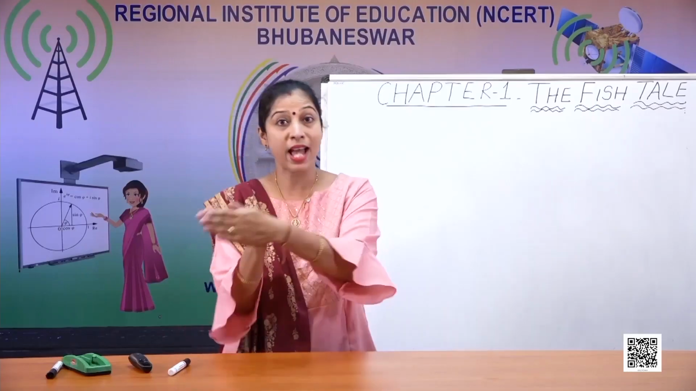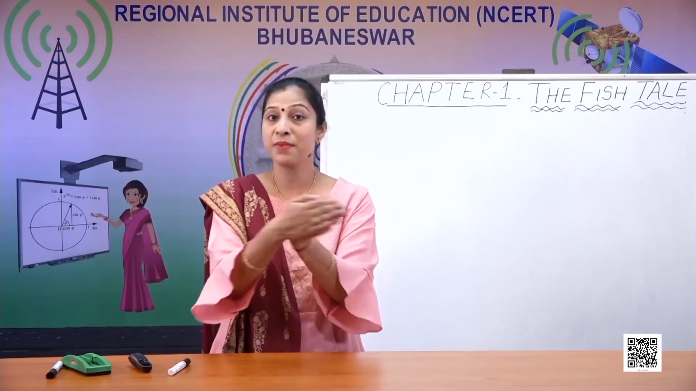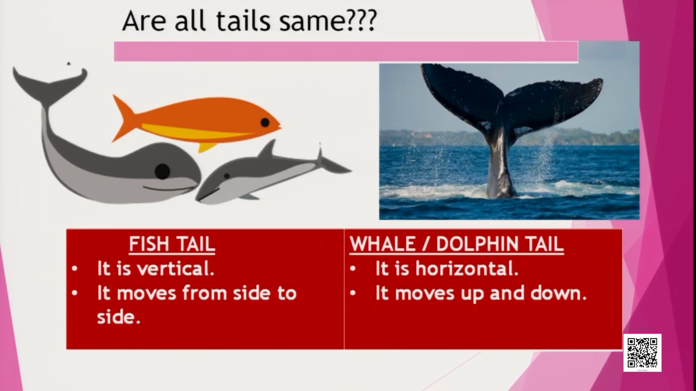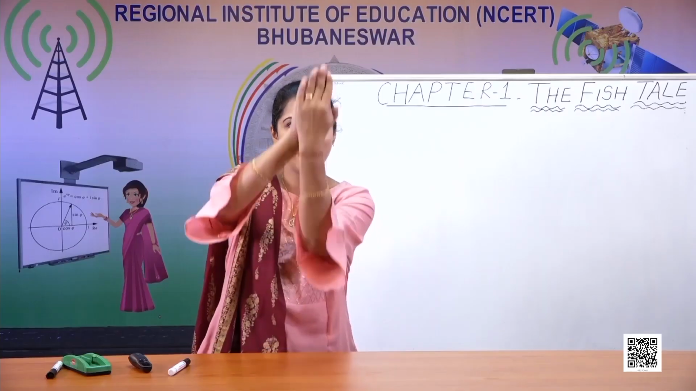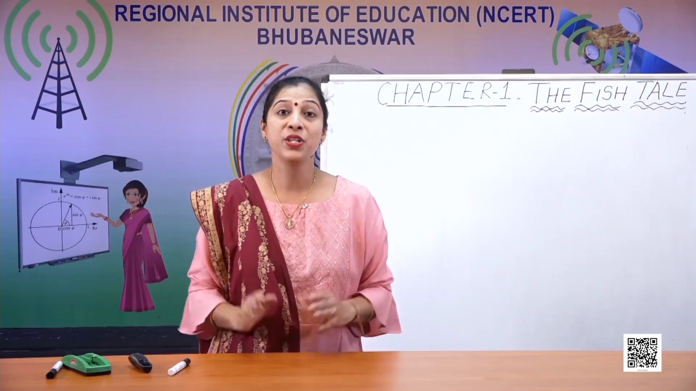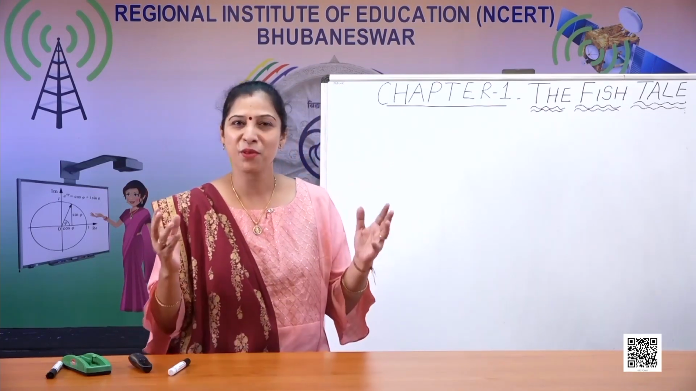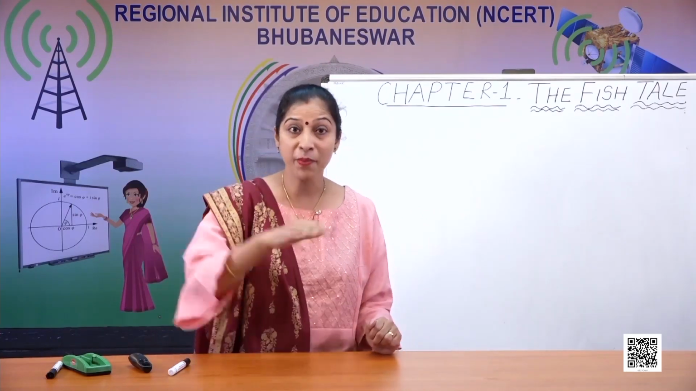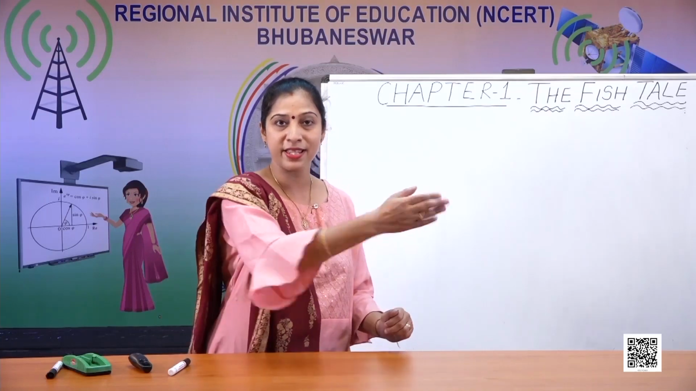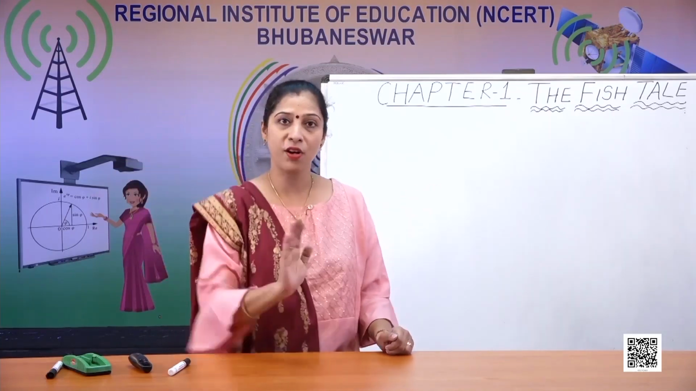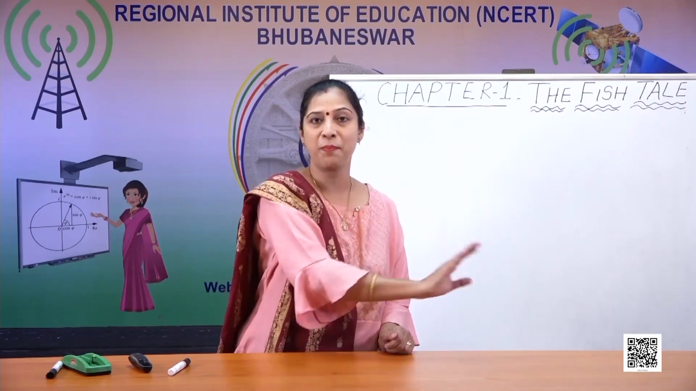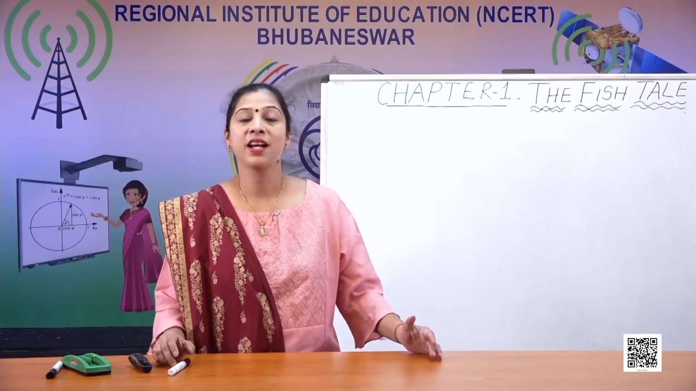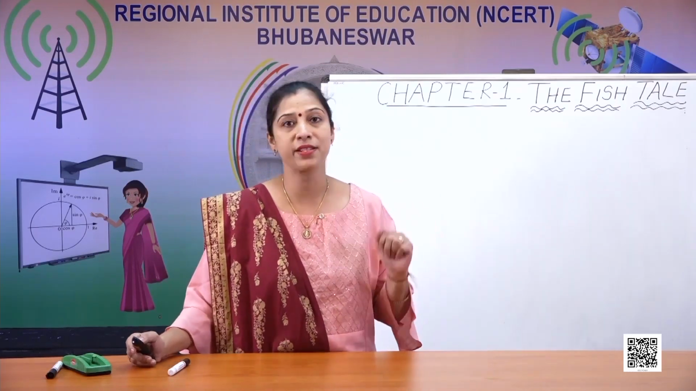It moves from side to side. Vertical means it moves from side to side. Whereas the whale or the dolphin tail is horizontal, and it moves up and down, up and down. You can see yourself whenever you watch fish moving, or you see on TV or in the movies, you can see from their movement only. The fish moves like this, their tail, whereas the whale or the dolphin, their tail moves up and down. Why? Because dolphins and whales are mammals and others are fish. That is the basic difference.